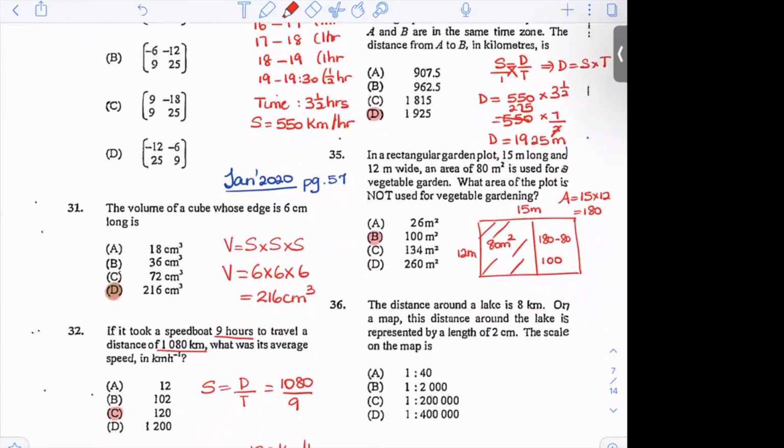The distance around the lake, we have to change 8 kilometers to meters by multiplying by 1,000. We have to change meters to centimeters by multiplying by 100. So to go from kilometers to centimeters, we multiply by 100,000. So 2 cm is equivalent to 800,000 centimeters. So 1 cm is equivalent to 400,000. The answer, D as in dog.